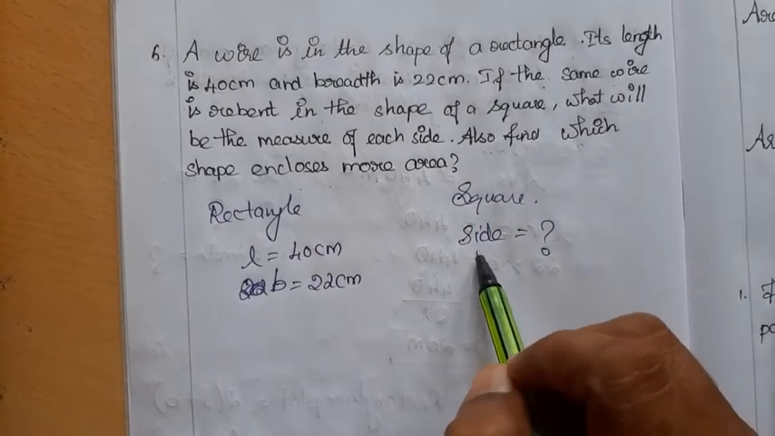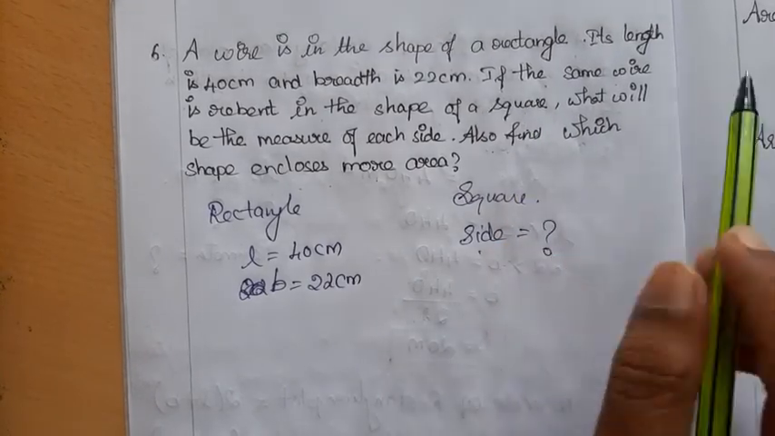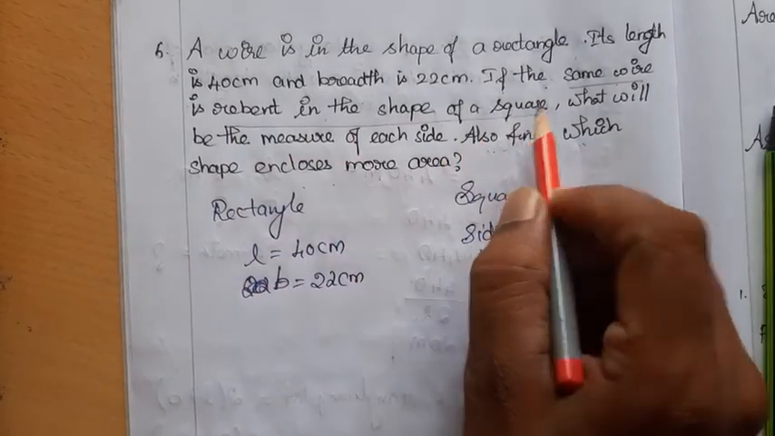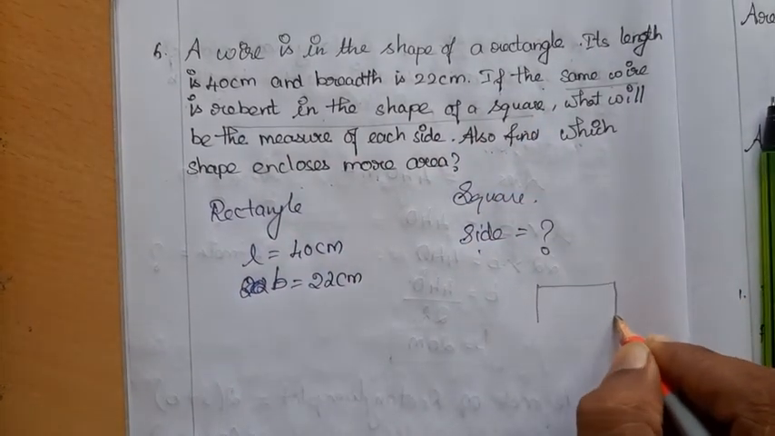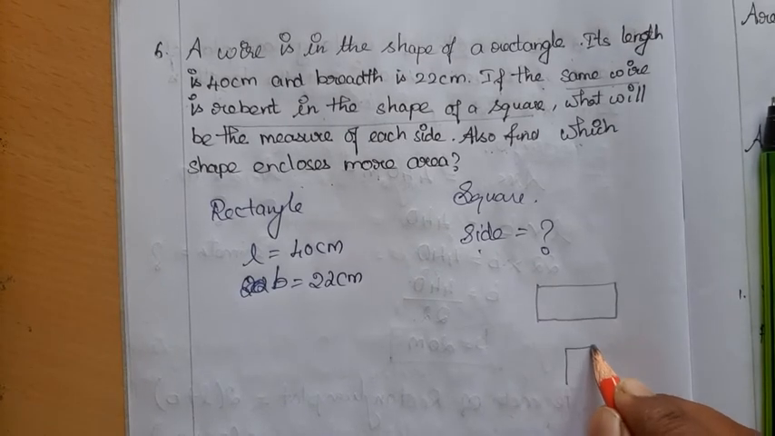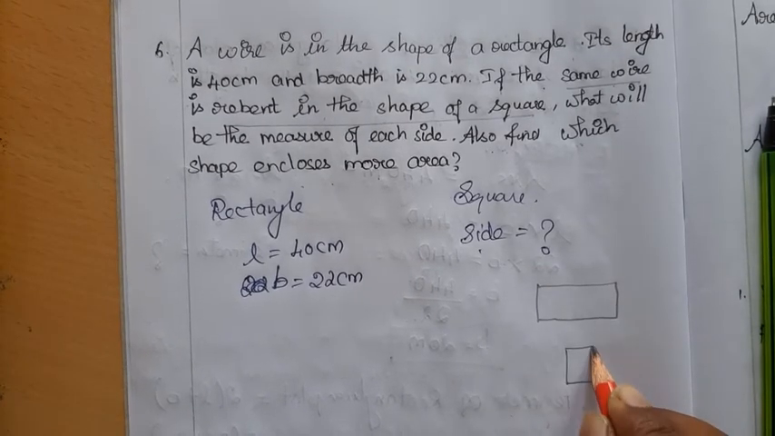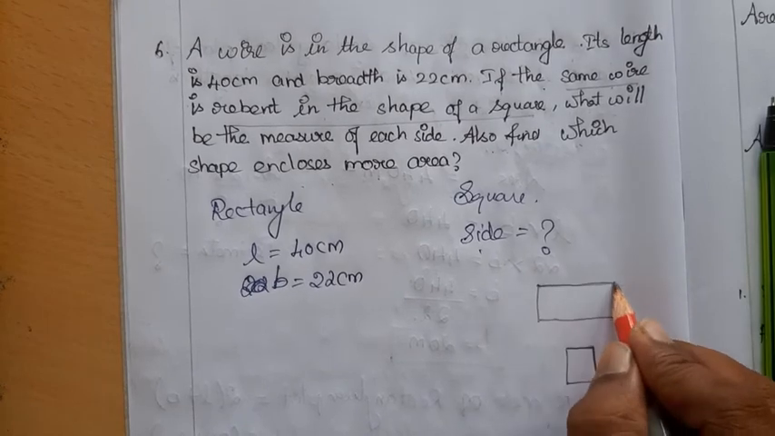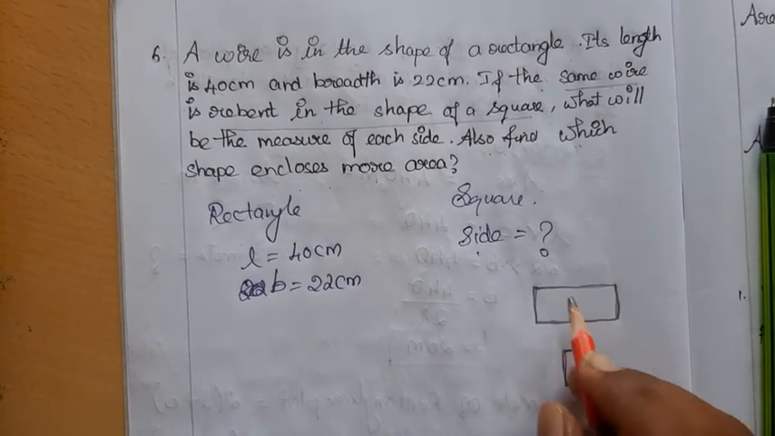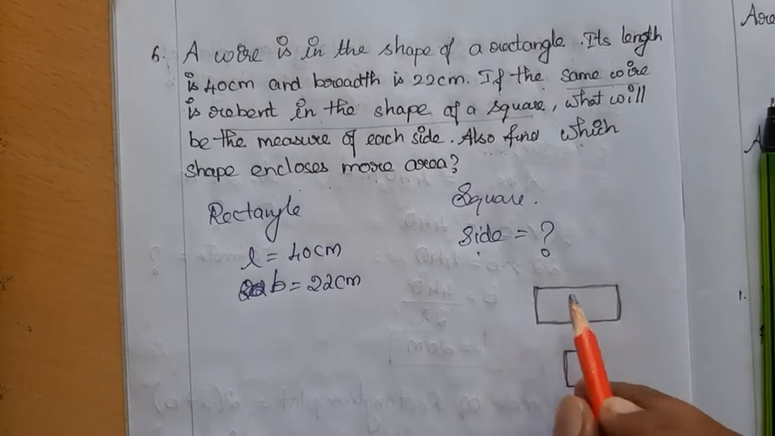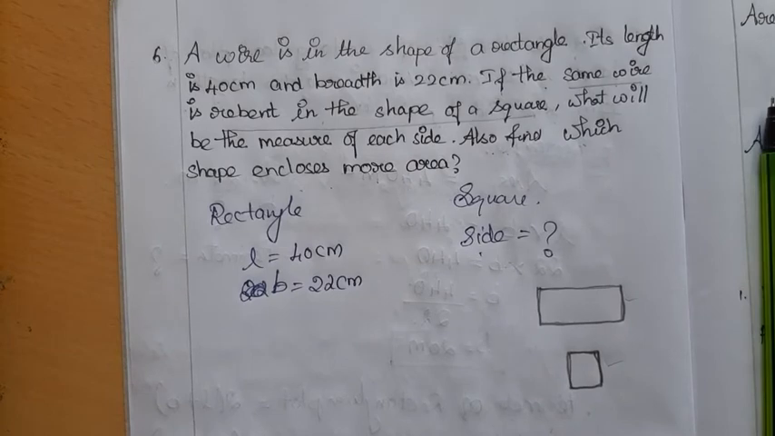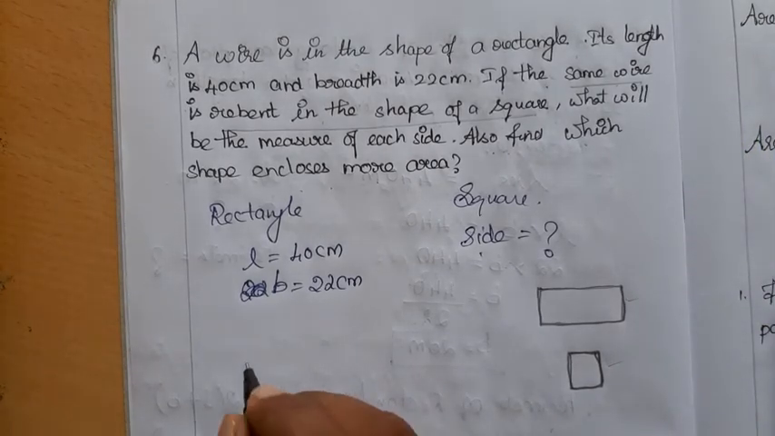So first we have to find this side. So what condition is given? If the same wire is rebent in the shape of the square. So there is one rectangular shape wire that is rebent into the square. So here which one will be the same, whether the inner region or the boundary, right? So the wire is in the boundary, it's a rectangular shape, the boundary. So this boundary and this boundary are equal. So the boundary is what we call the perimeter.